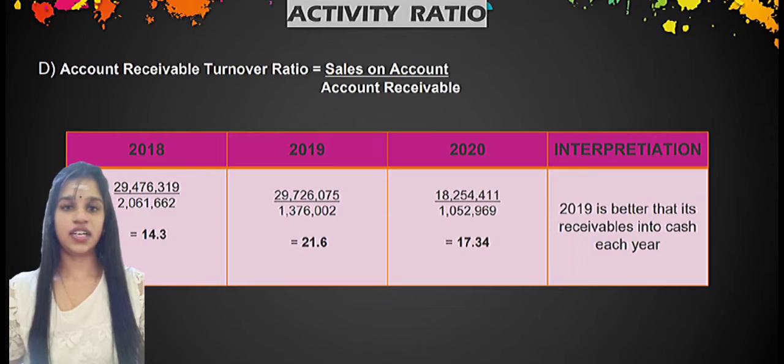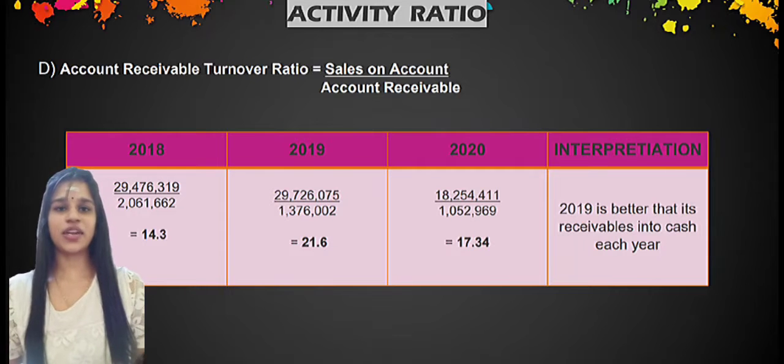D. Account receivable turnover ratio, the formula is sales on account divided by account receivable. 2018 is 17.34, 2019 is 21.6, 2020 is 14.3. Interpretation: 2019 is better at turning its receivables into cash each year.